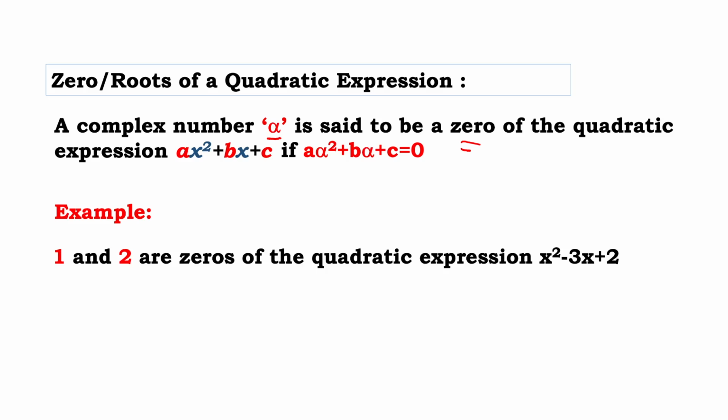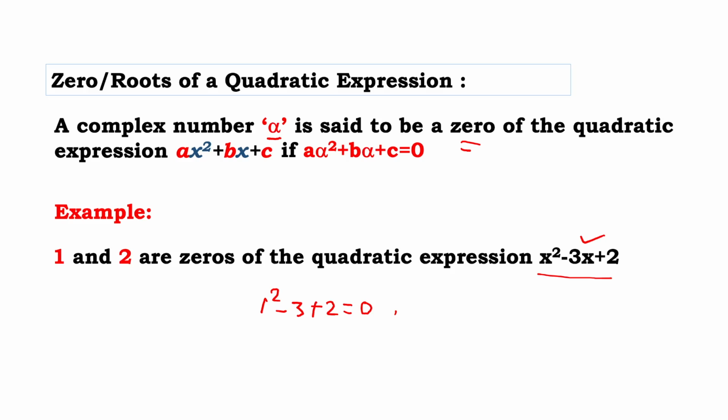X square plus 3x plus 2, means if I put the value x is equal to 1, this will be 1 square minus 3 plus 2, right? 2 plus 1 will be 3, 3 minus 3 will be 0, so this is satisfying there, right? Similarly, if I go for the second value 2, then again 2 is satisfying there. So 1 and 2 are the roots or the zeros of this quadratic equation, right?